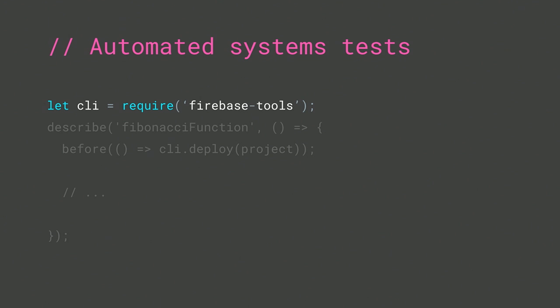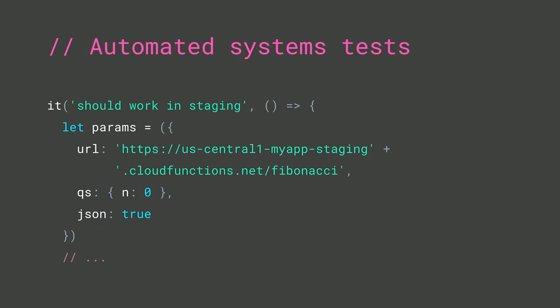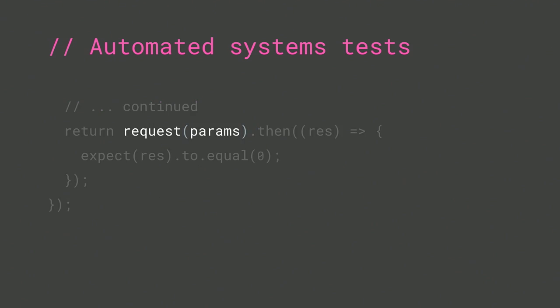So now we're going to write a systems test that actually tests our staging environment for a live HTTP function. We'll use the before hook to actually deploy the current project to our staging tier. Next, we'll create an actual HTTP request that is targeting our staging tier. We can grab any off-the-shelf HTTP library and send a real live request to real live servers, and then verify the actual HTTP result. So this is a very powerful tool for the most complex of testing needs.